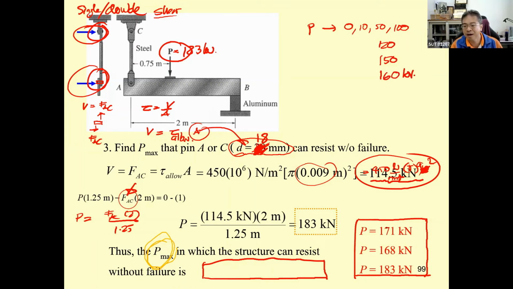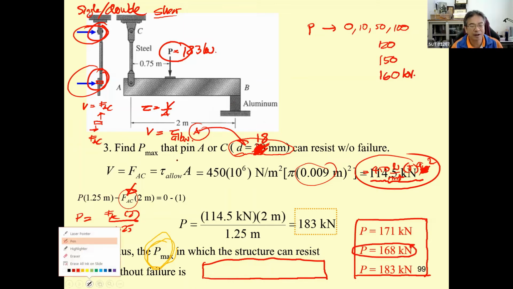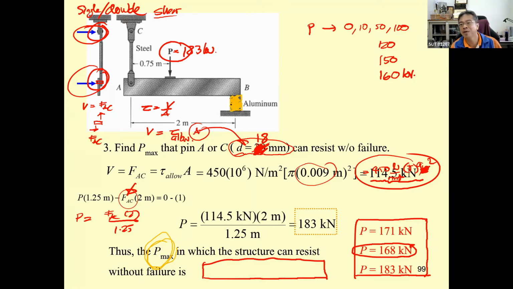And then when it reaches 168, what happened is the block here fails. The block over here fails. The aluminum fails. When the aluminum fails, the structure fails. So the answer, Lisa, is correct. We select the lowest one by using this reasoning.